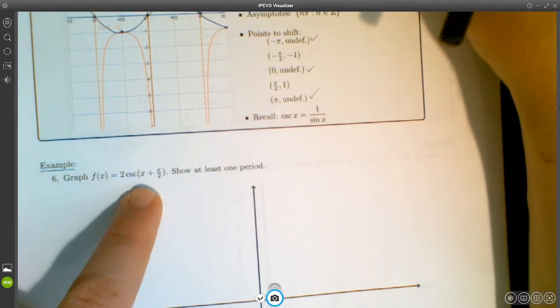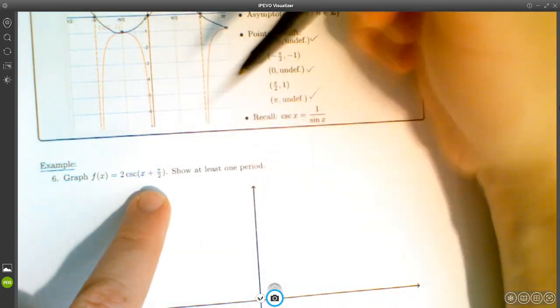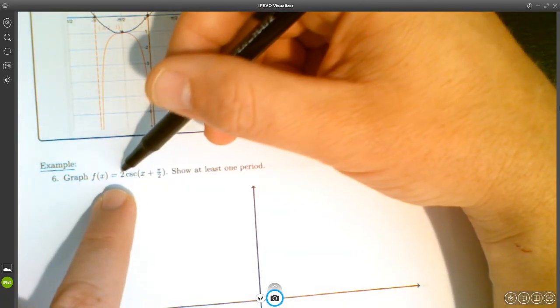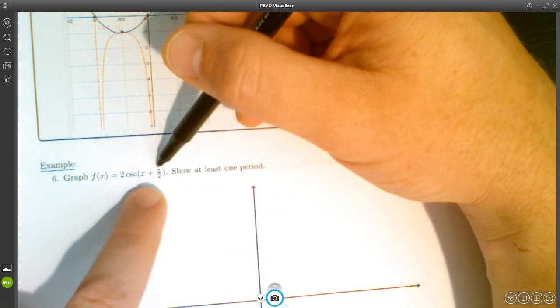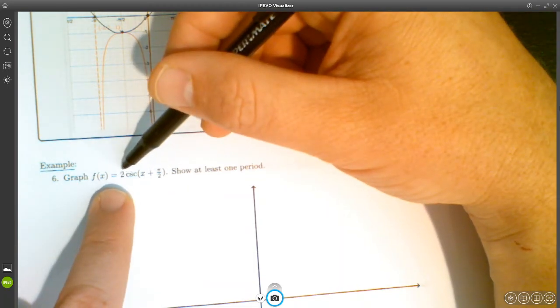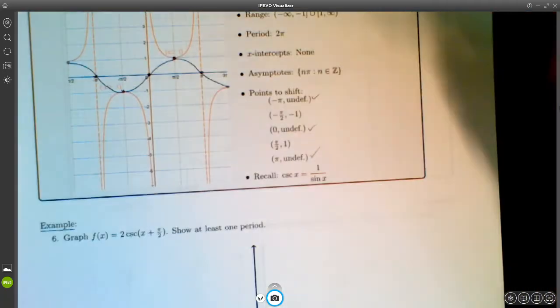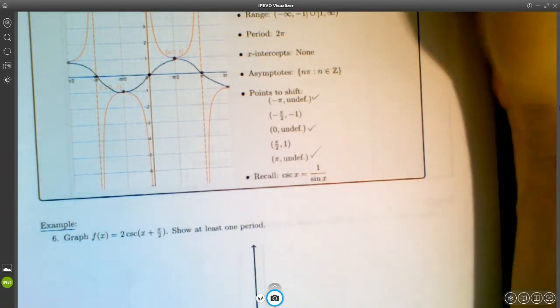So here on part 6, I'm going to be shifting left pi over 2 units, and then I'm going to be stretching by a factor of 2. So I'm going to subtract pi over 2 from all the x coordinates, and then I'm going to multiply all of the y coordinates by 2. So let's see what that does to the asymptotes first and foremost, right?